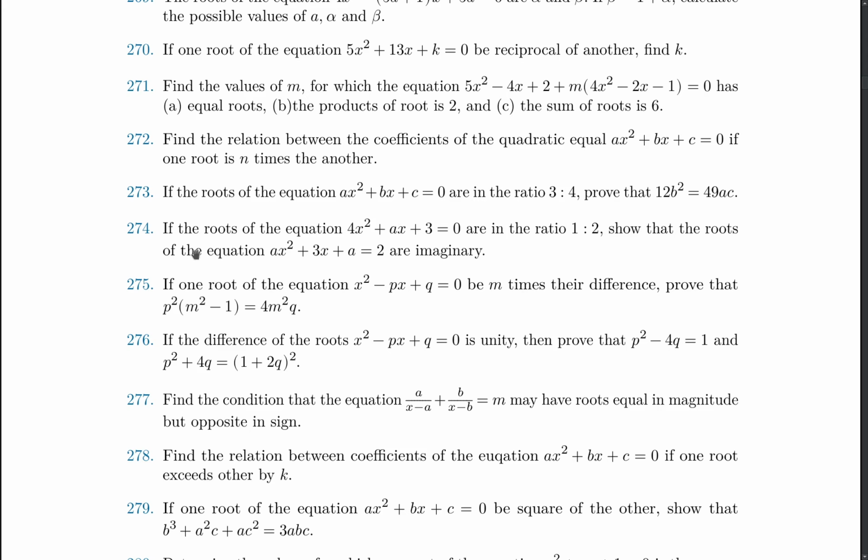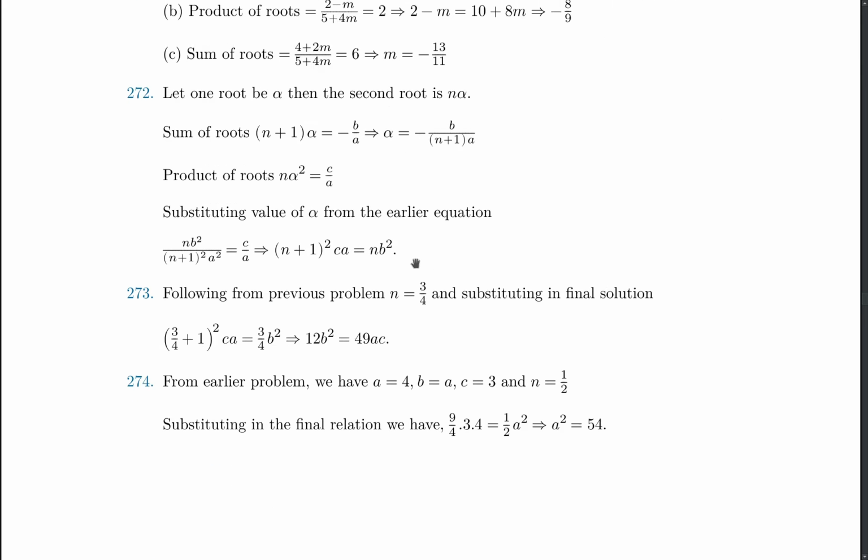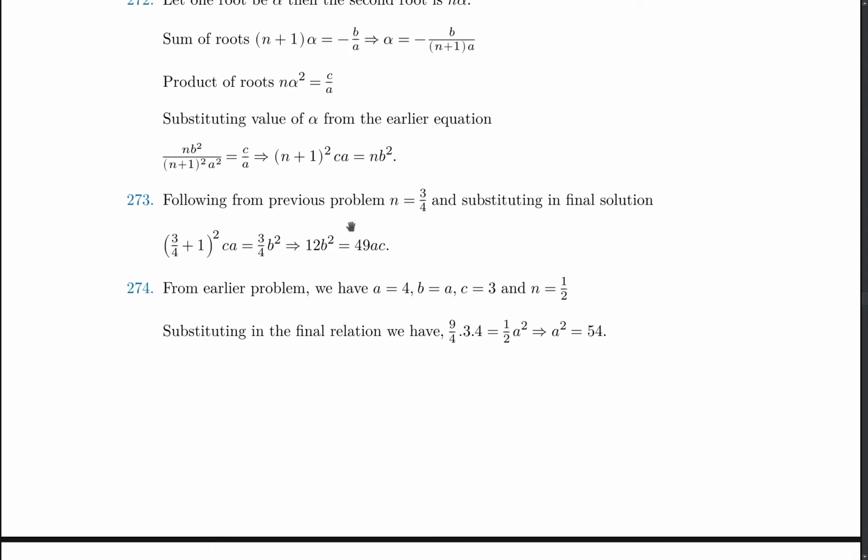Question 274 says: if the roots of the equation 4x² + ax + 3 = 0 are in the ratio 1:2, show that the roots of the equation ax² + 3x + a = 2 are imaginary. So from this problem, we can say that a = 4, b = a, c = 3, and n = 1/2. Now we substitute this into this equation, we get a² = 54.